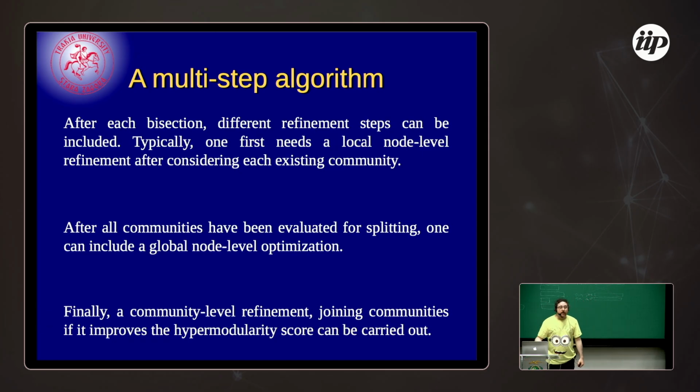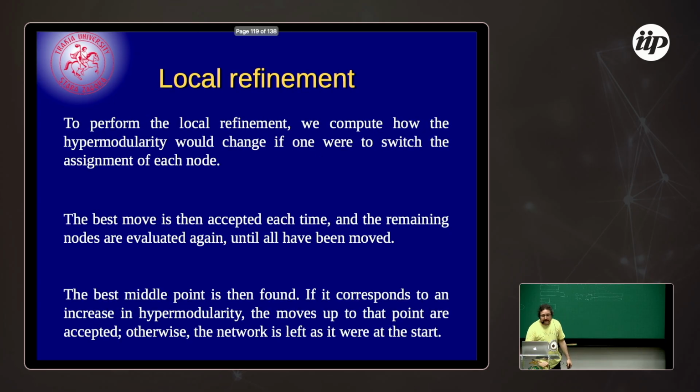The other one is a global refinement on the level of the nodes. And the last one is a global refinement on the level of the communities. So let's start with the local one. So how do you do it?